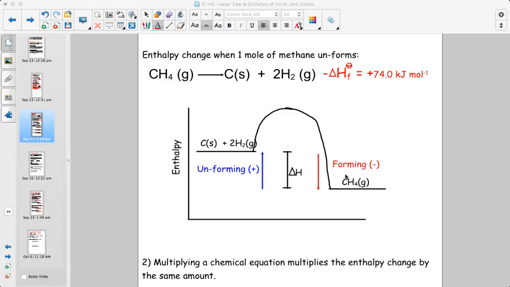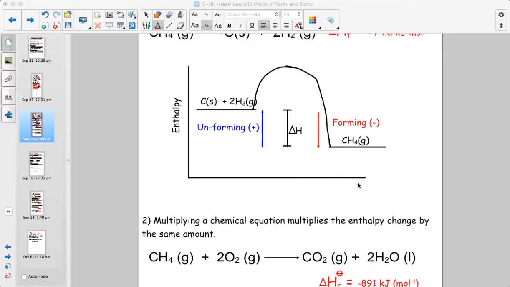On an enthalpy level diagram, again, the enthalpies are set in stone. So carbon plus 2 hydrogen molecules has a certain amount of stored chemical energy, and a mole of methane has a certain amount of stored chemical energy. So whether or not you are forming or unforming that compound, the enthalpy change is set in stone. It's just a matter of direction that makes it positive or makes it negative.